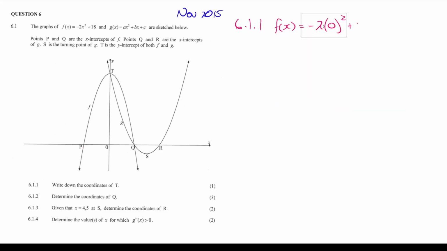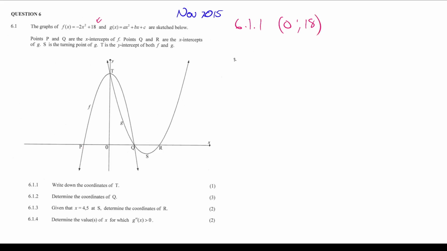Let's start with the shortcut. You have two options here. You can straight up say this is the y-intercept because it's at the back and there's no x with it. So you can just say 0 and 18.